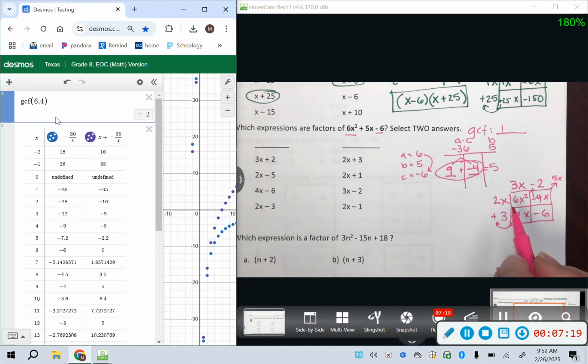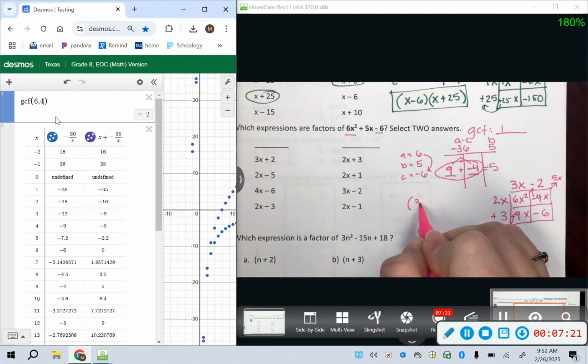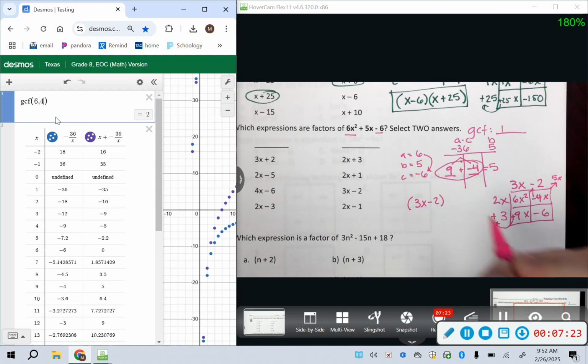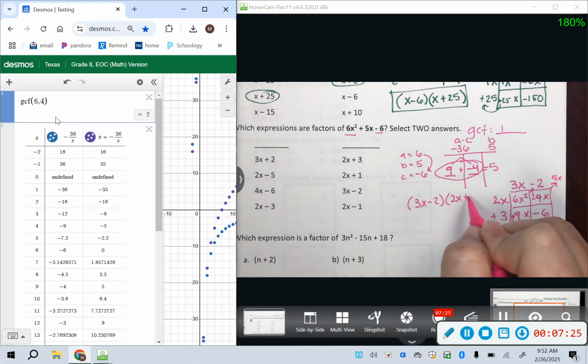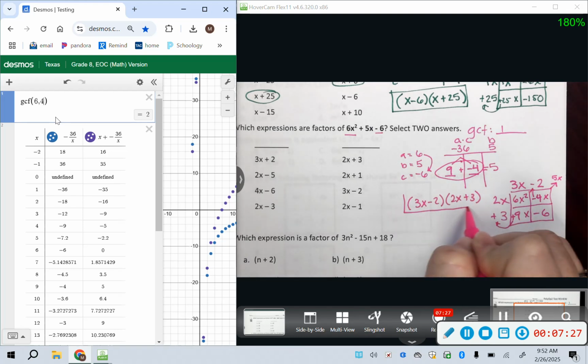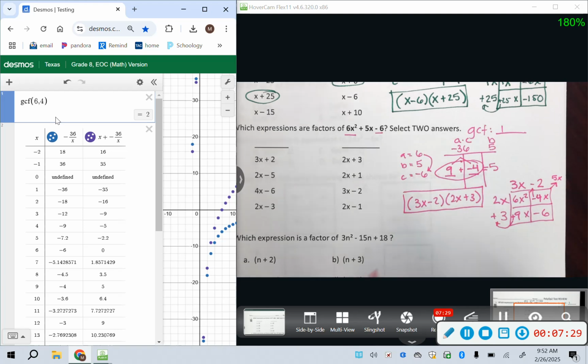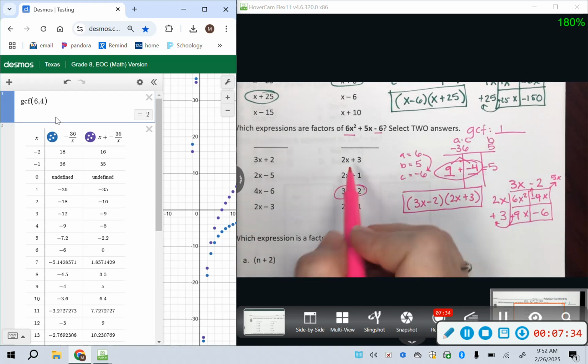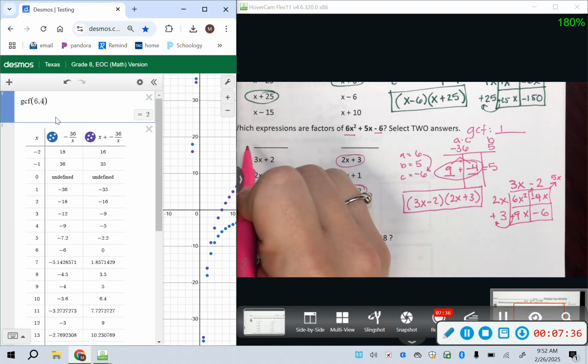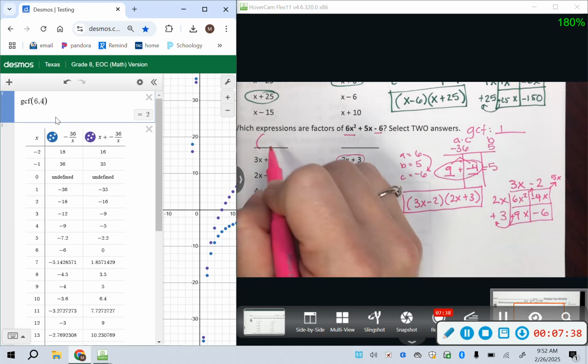So knowing that, there's my two factors. So I have 3x minus 2, 2x plus 3. Okay, so 3x minus 2 is here. 2x plus 3 is here. It's okay that they're in the same column. And my answer.